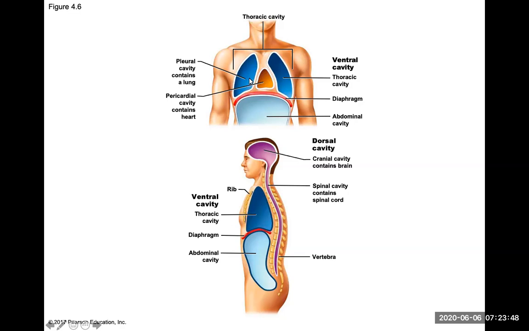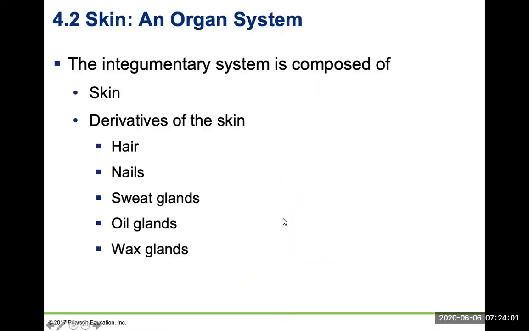So those make up the thoracic cavity. The abdominal cavity is right below it, underneath the diaphragm. Then your dorsal cavity contains your brain, and the spinal cavity contains the spinal cord.